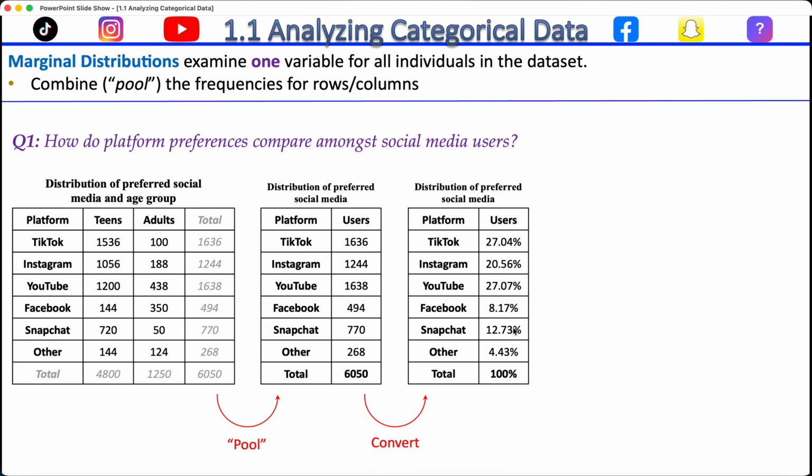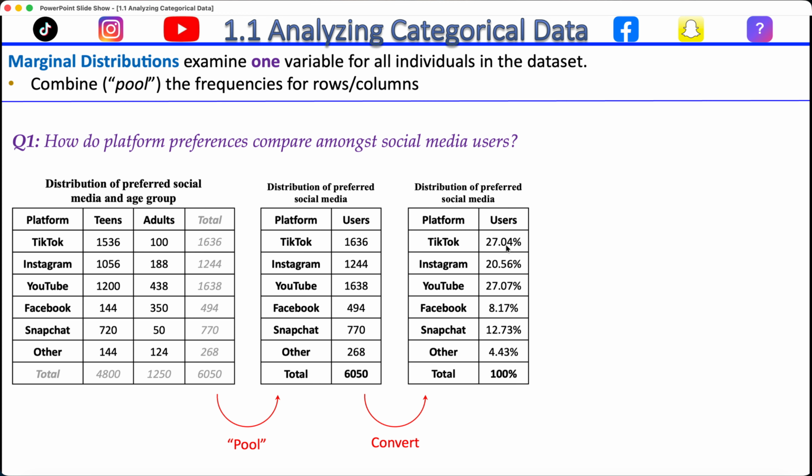And even better is to look at these in terms of relative frequency, which, again, is pretty synonymous with percentages in this case, percentages of all the users. If I do that, then I have a lot more of an appealing visual that I can look at and compare more easily.